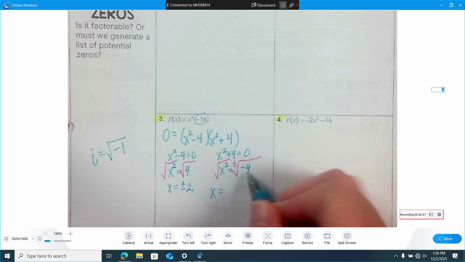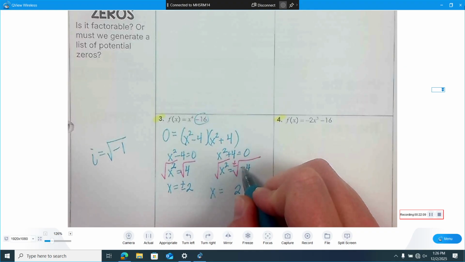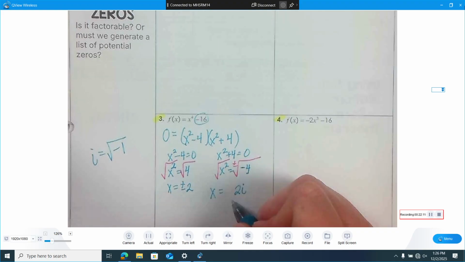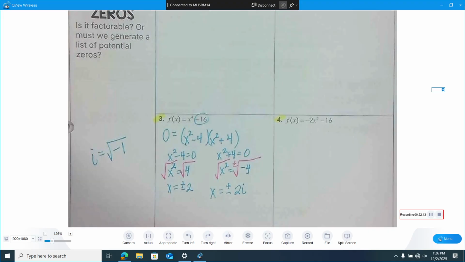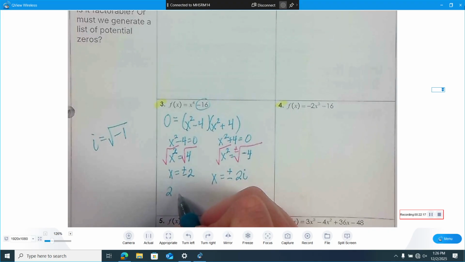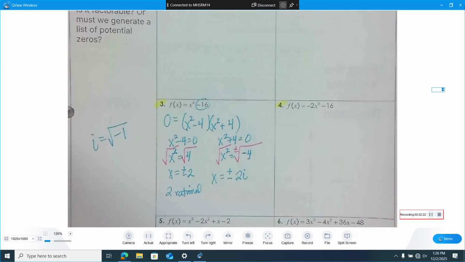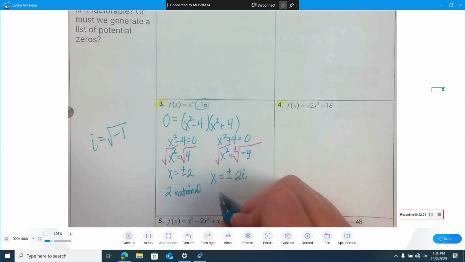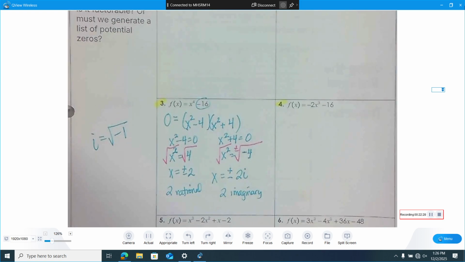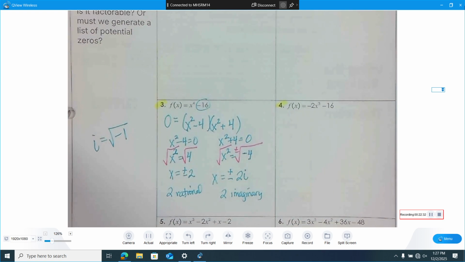What is the square root of 4? 2. And what's the square root of negative 1? i. All right? And so we get plus or minus 2i. So here we have 2 rational answers, 2 rational zeros, and here we have 2 imaginary answers for a grand total of 4. All right? Okay. Fantastic. Let's turn the page.